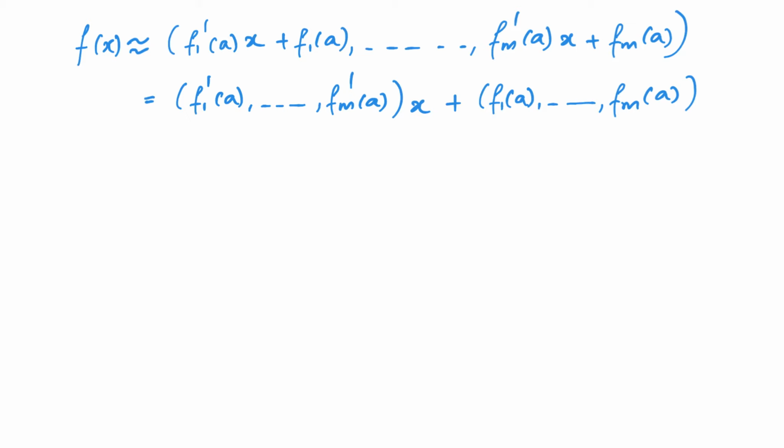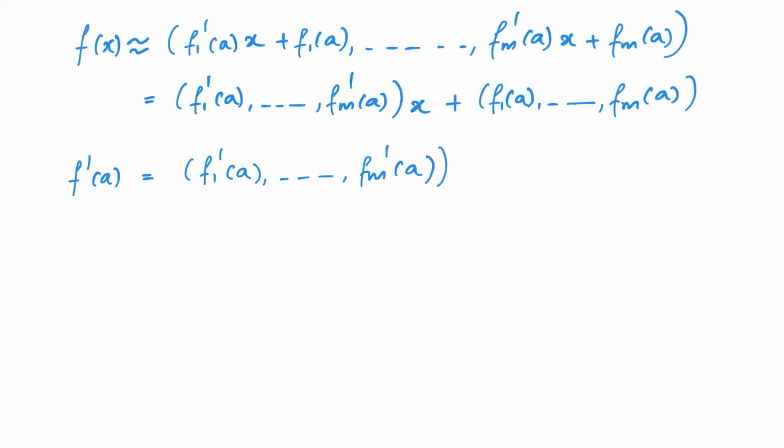Recall that for functions from R to R, we saw that f of x was roughly equal to the derivative of f at a times x plus the value of f at a. Therefore, if we define this as derivative, then we have something very similar for functions f from R to Rm. That is, the derivative of a function is given by the derivative of its component functions. F dash of a is equal to f1 dash of a, comma f2 dash of a, etc. up to fm dash of a.